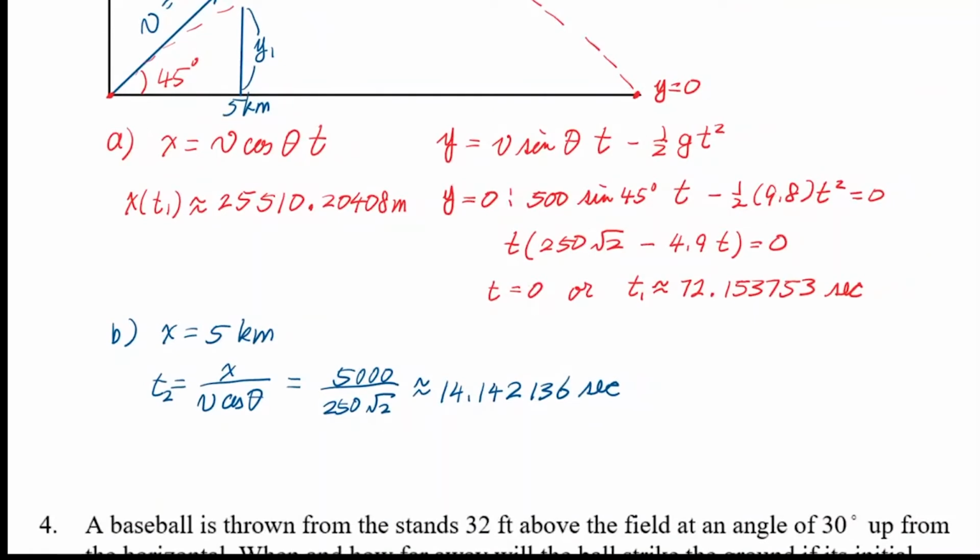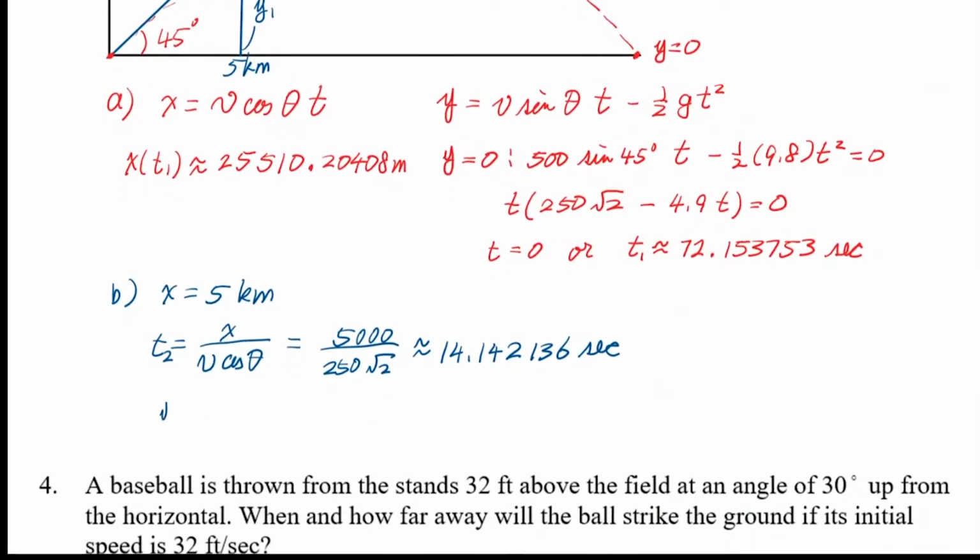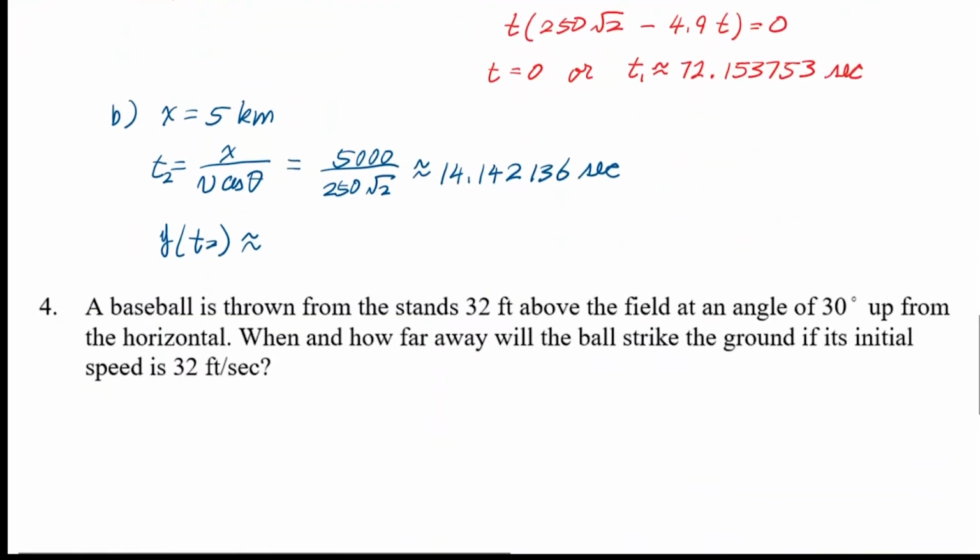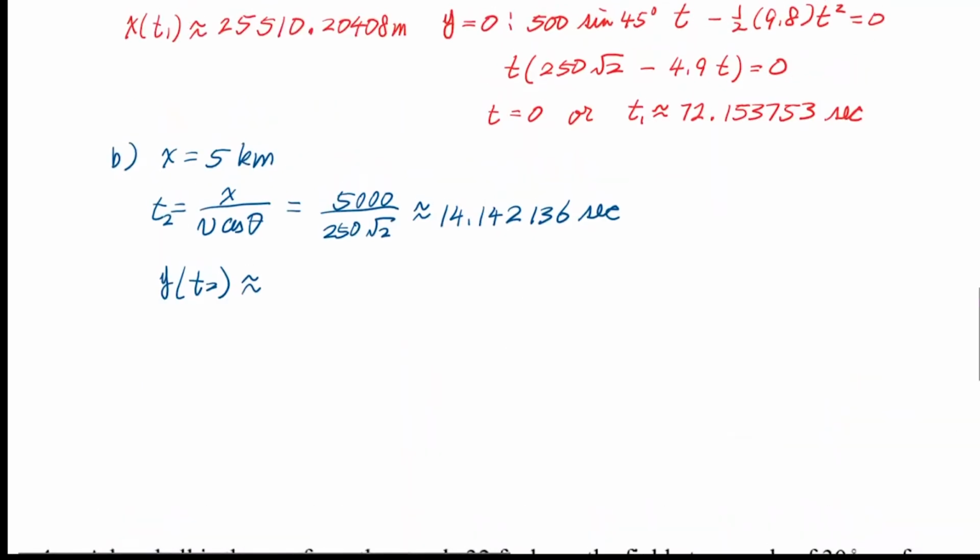Because we want to know how high it is now, right? So the height is, we plug T2 into this Y equation. You get it? And calculate that and tell me what that becomes. It should be 4,000 something-ish, but I want the exact number.